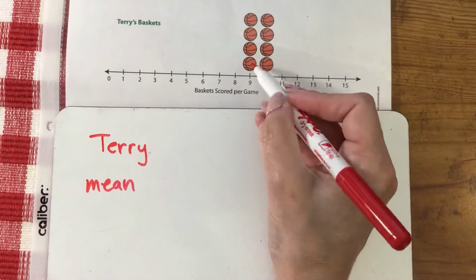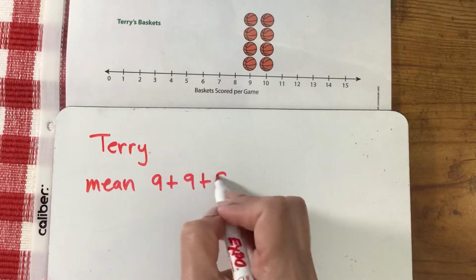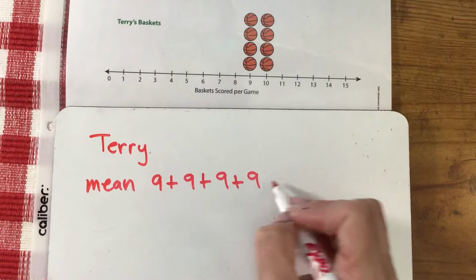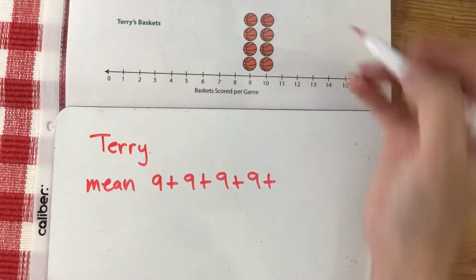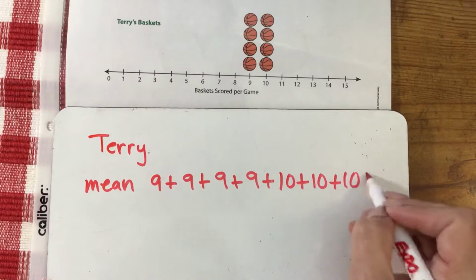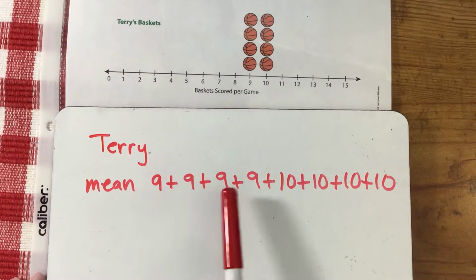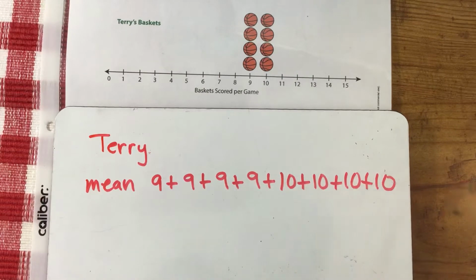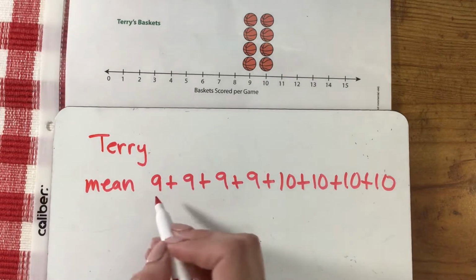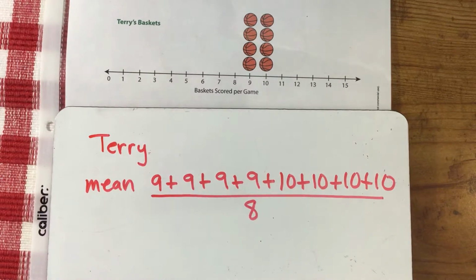Okay, so I need to add up 9 plus 9 plus 9 plus 9. Then I need to add up the 10s: 10 plus 10 plus 10 plus 10. Let me make sure I have 8 all together. 1, 2, 3, 4, 5, 6, 7, 8. Yes. So I'm going to add up all of those and divide by 8 to find the mean.